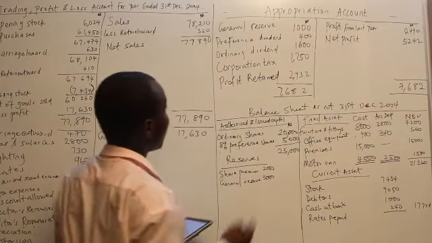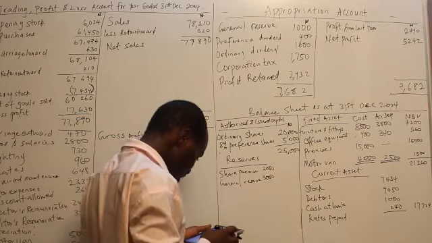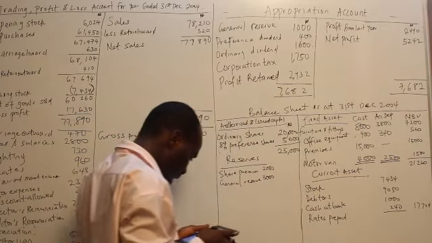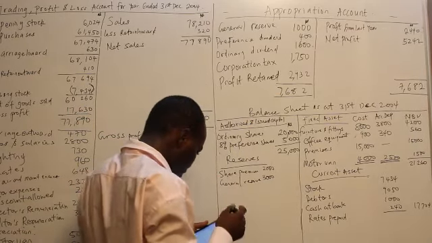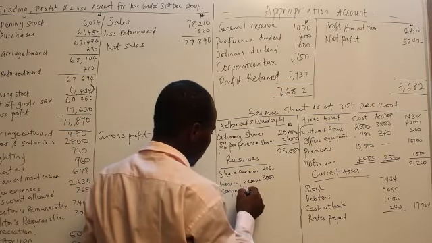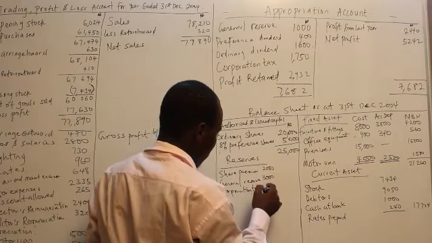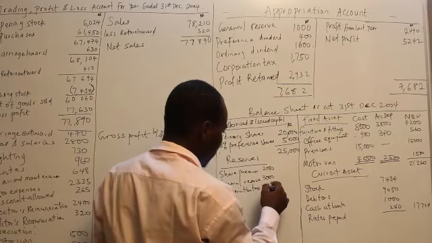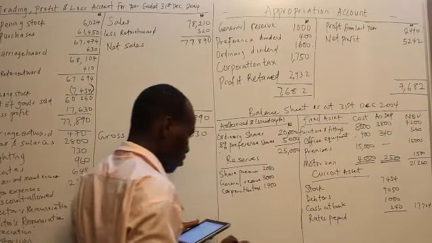Because we have made provision for that in our appropriation account. So we have corporation tax paid, how much is that? 1,750. So what again do we have?